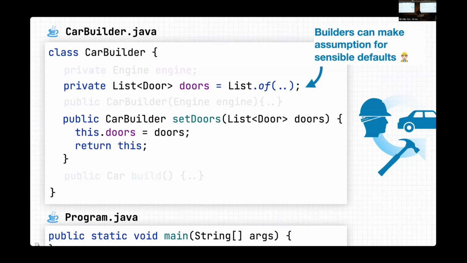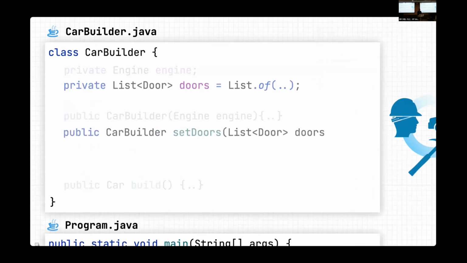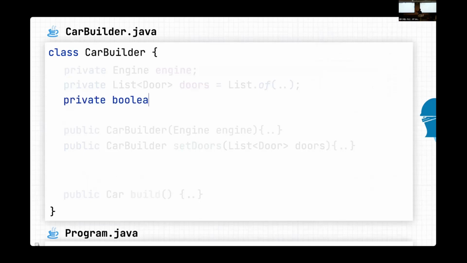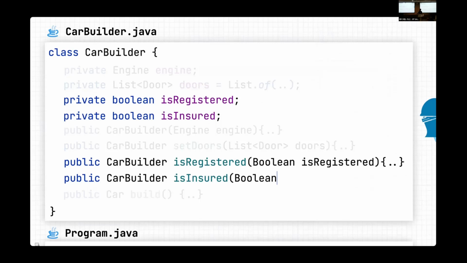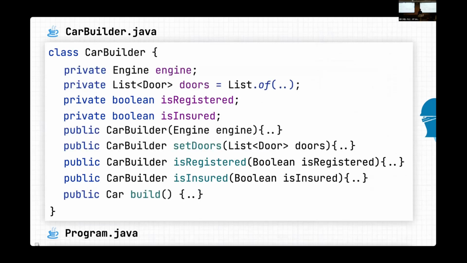And you would also have an accompanying builder method to set those doors if you want a different number of doors. Maybe you're building a limousine, who knows? Okay, I'll add the 2 flags that we had before, the registered and the insured flag, and the accompanying builder methods for it. And let's see how we can use this at our use site.